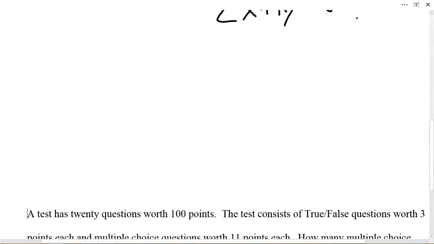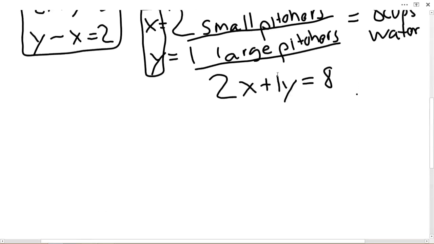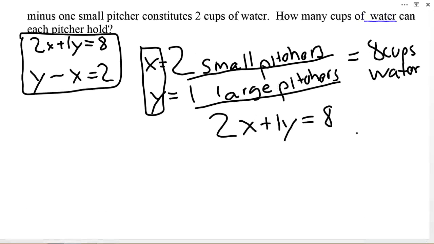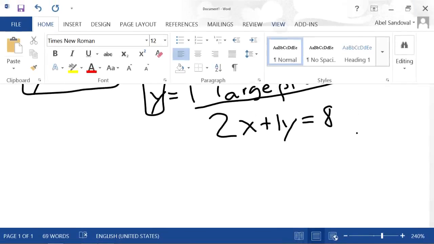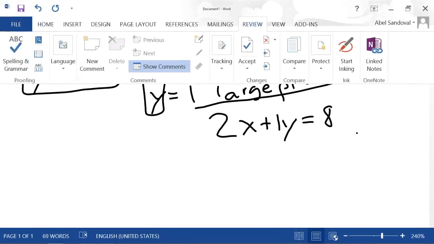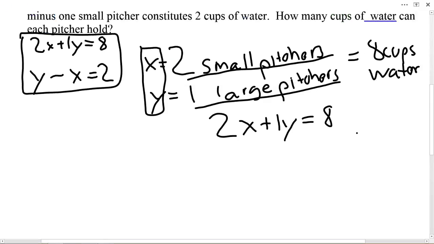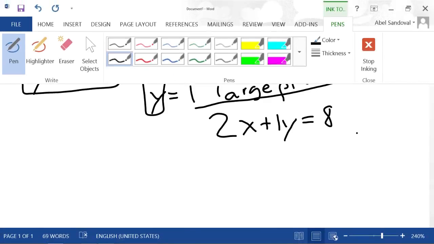There you go. Okay. Let's see. All right, there you go.